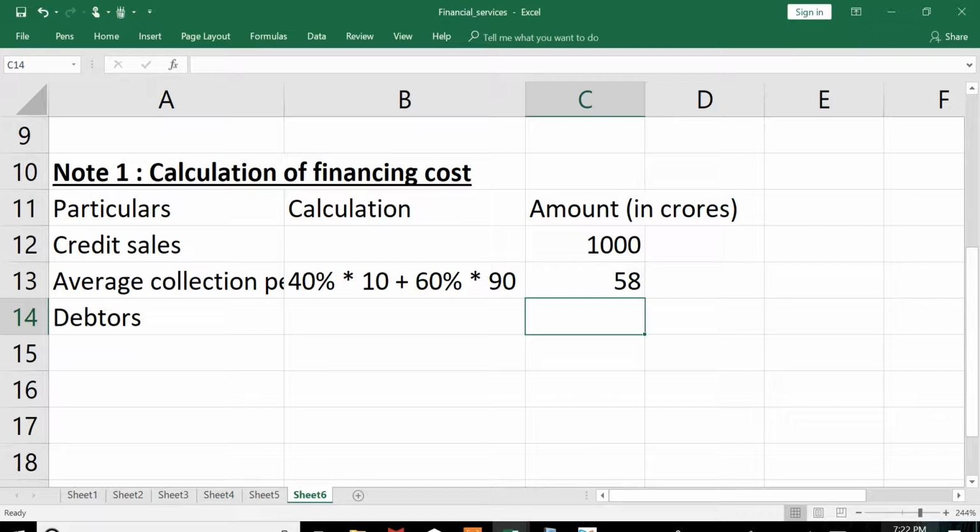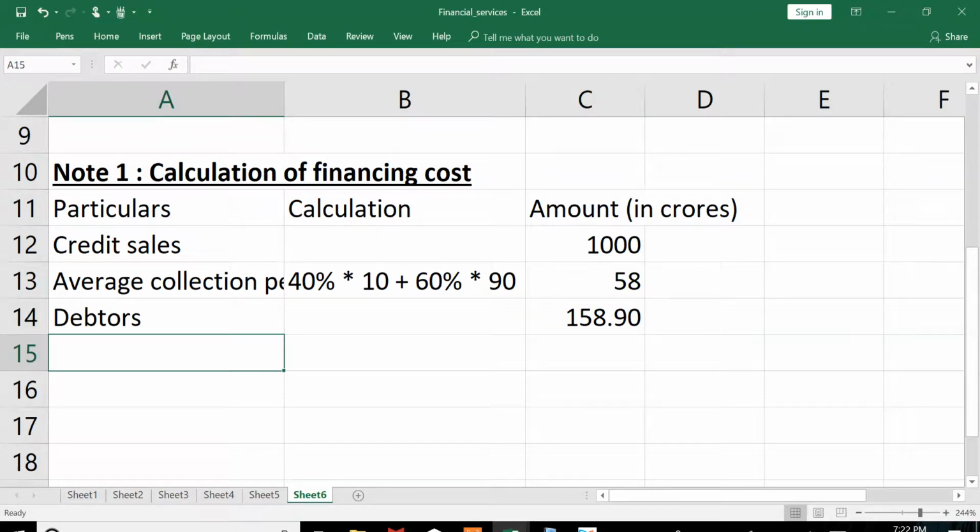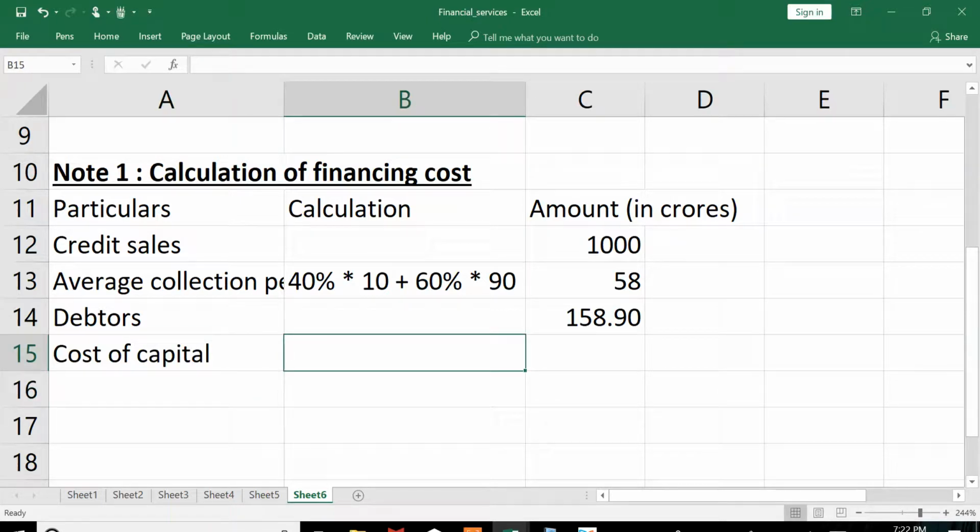Clear? Any doubts on this? My debtors number is 158.90, I'll do 2 decimals. Now, cost of capital. This 158 is going to be funded with some mix. There's a mix which has been decided by me, 70-30 mix. So I'll get something called cost of capital. Cost of capital is the weighted average.